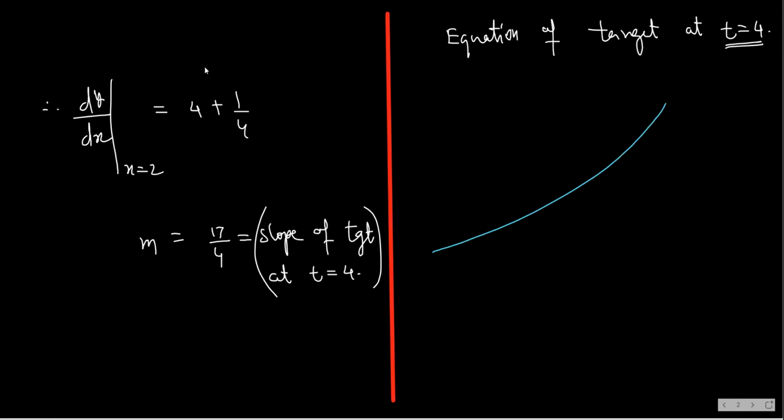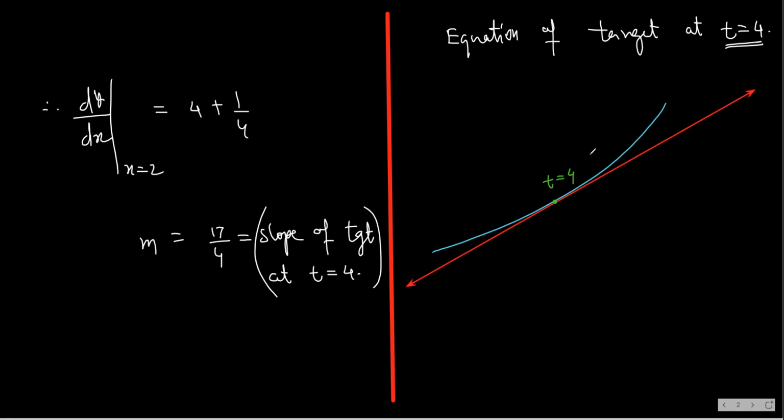Suppose you want the tangent to this curve at one point, at some point, and at that point the value of t is 4. But we do not need the parametric value of that point. What we need is the x comma y value of that point. We want the Cartesian coordinate.